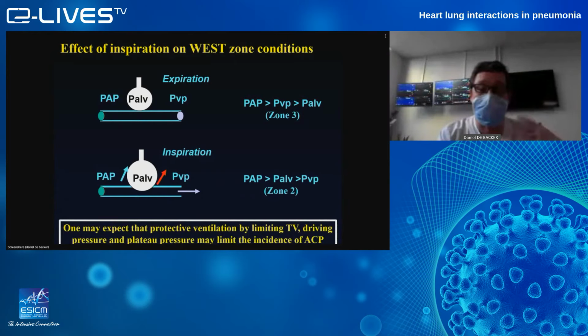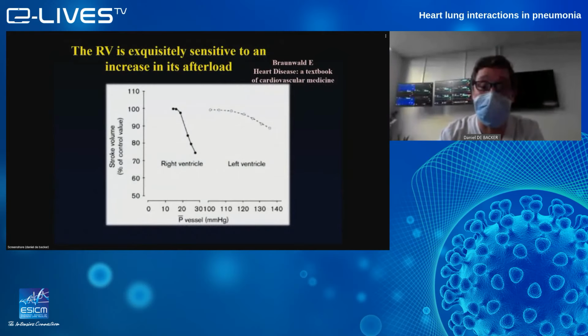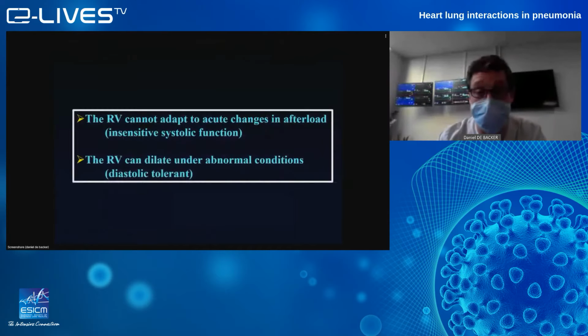So one may expect that the protective ventilations that we apply in many patients by limiting tidal volume and, of course, limiting driving pressure and plateau pressure may limit the incidence of acute cor pulmonale. But what are exactly the consequences on the right ventricle function? Well, the problem is that the right ventricle is very sensitive to an increase in its afterload. These are data from Brown showing that indeed the right ventricle decreases stroke volume for a minimal increase in the pressure in the pulmonary artery.